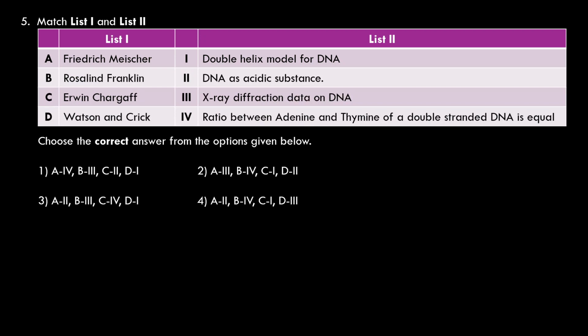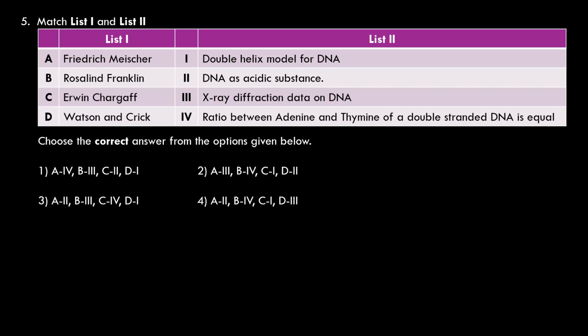Coming to the next question. Frederick Miescher discovered DNA as acidic substance in the nucleus under the name nucleins. The acidic nature of nucleic acids, particularly DNA, was discovered by Frederick Miescher, in the nuclei of the cells. Rosalind Franklin and Maurice Wilkins both gave X-ray diffraction data on DNA. So, A, 2, B, 3.